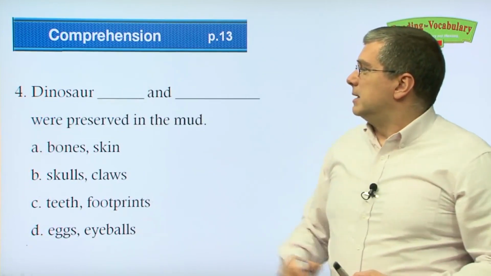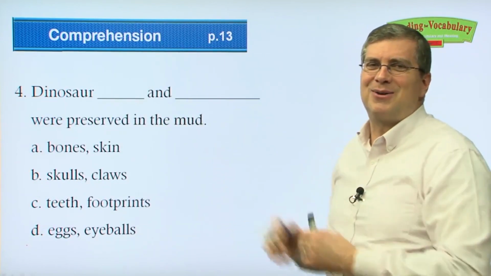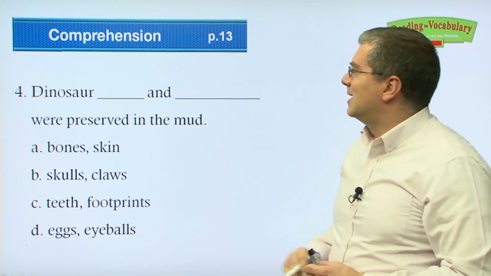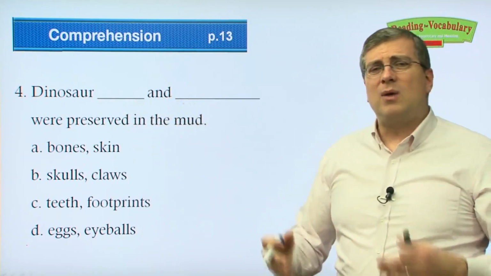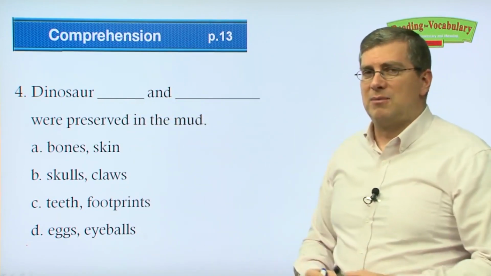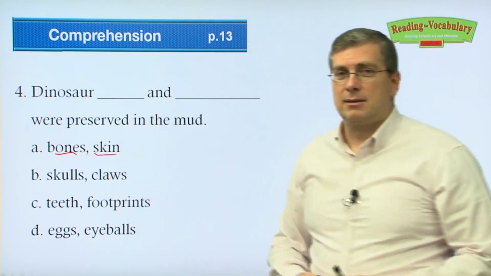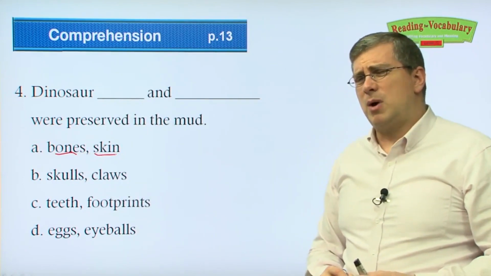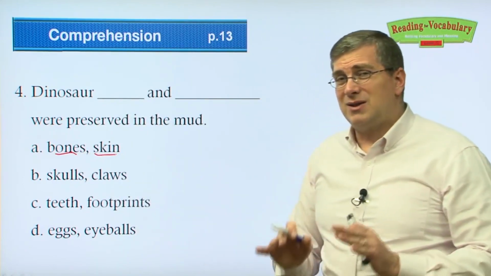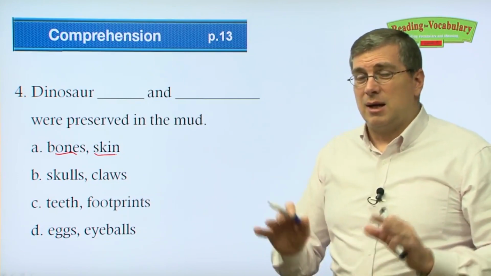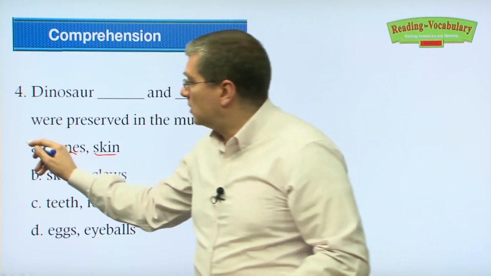Number 4. Dinosaur blank and blank, huh? Okay, that's a little hard to figure out, right? But let's look at the answers. Dinosaur bones and skin were preserved in the mud. So what was preserved in the mud from dinosaurs? Bones and skin? Well, bones were preserved, but what about skin? The passage didn't say anything about dinosaur skin being preserved in the mud, so we can't choose that one.